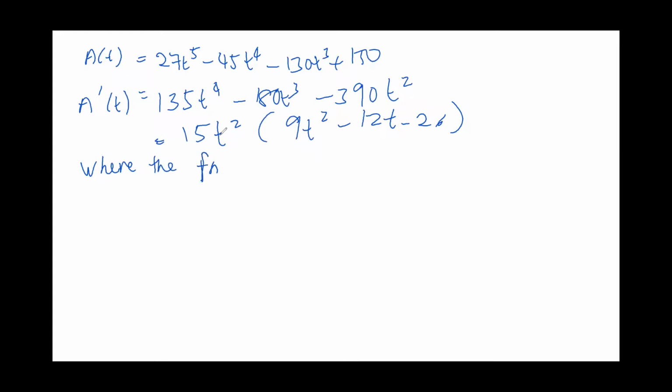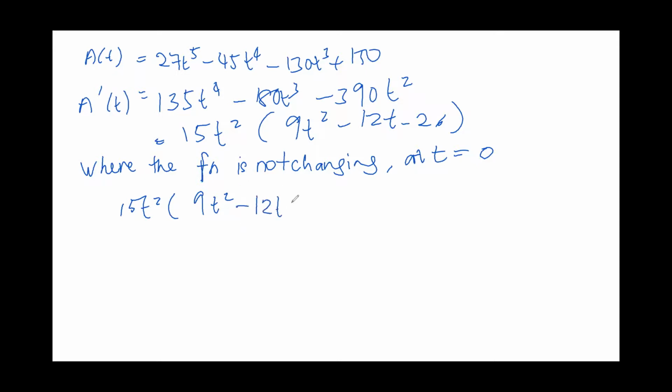A prime ni equals to zero, saya tulis pendek. So 15t squared is equals to 0, t is equals to 0. So in this case, 9t squared minus 12t minus 26 is equals to 0.